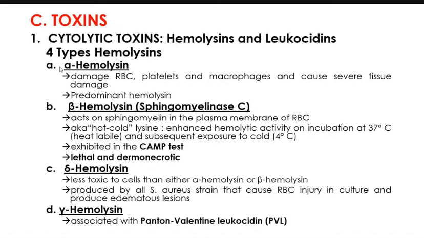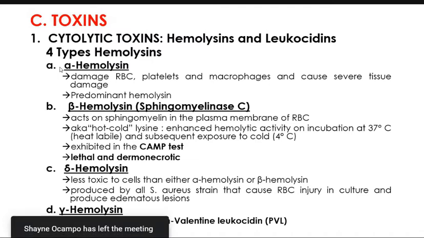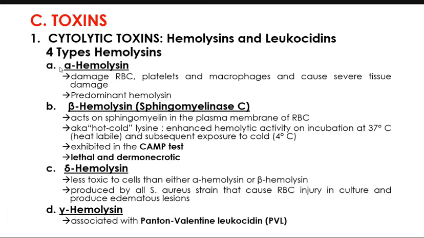Okay? So, lagi sinasabi kasi hemolysin destroys the RBC and the WBC. Dati kasi laging pag hemolysin, it just damages only the RBC. But if you get into some books, makikita nyo din doon na ang hemolysins, they can also damage the WBC. So, we have here your alpha hemolysin. Ano sabi natin kay alpha hemolysin? It damages the RBC, platelet, and macrophages and causes severe tissue damage. This is the predominant hemolysin for Staphylococcus aureus.